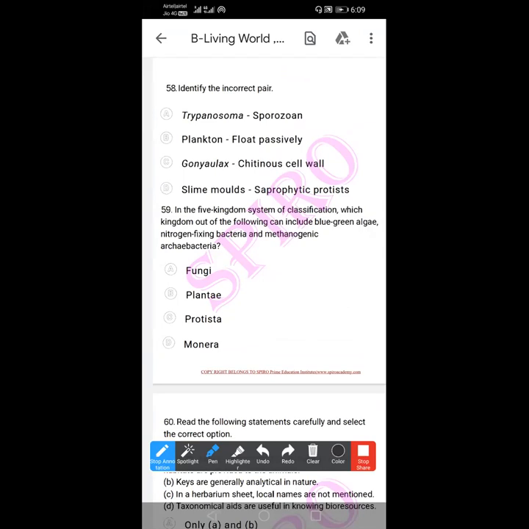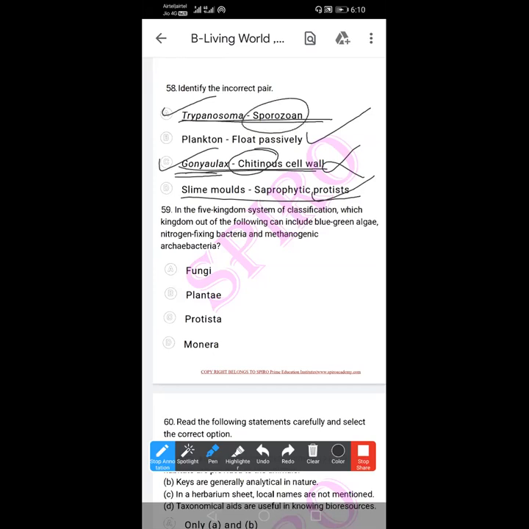So here, in this question, Trypanosoma is a sporozoan? No, it is a protozoan. Plankton feed passively? Yes, diatoms. Gonyaulax has a chitinous cell wall? Only fungi have a chitinous cell wall, whereas Gonyaulax is a dinoflagellate. It has a cellulosic cell wall. So this is also wrong. The slime molds are saprophytic protists. Yes. So here, identify the incorrect pair. I think both of these are incorrect. Trypanosoma should be a protozoan, it is not a sporozoan. So both these options are incorrect.